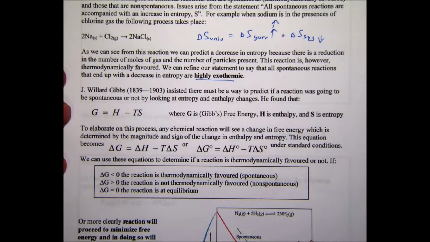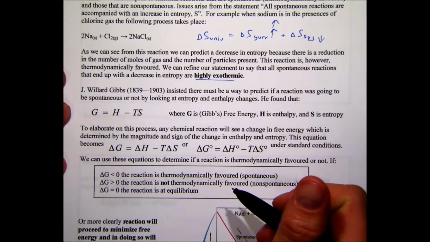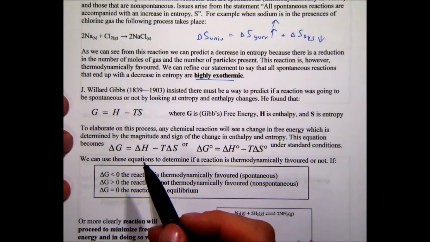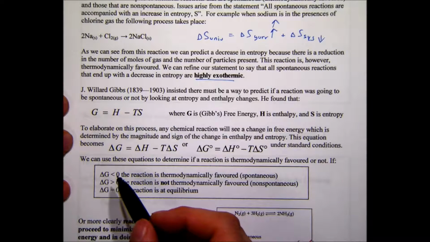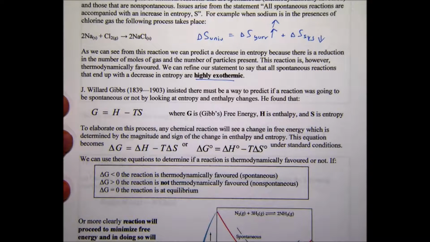So an equation was created at the turn of the last century basically to look at how these changes were taking place and to make predictions on whether or not a reaction would proceed under normal conditions. So we call this Gibbs free energy, and what we basically get out of it is that when delta G is less than 0, we say the reaction is spontaneous or thermodynamically favored. When delta G is greater than 0, we say it is not thermodynamically favored or non-spontaneous. And if delta G is equal to 0, we say the reaction is at equilibrium.